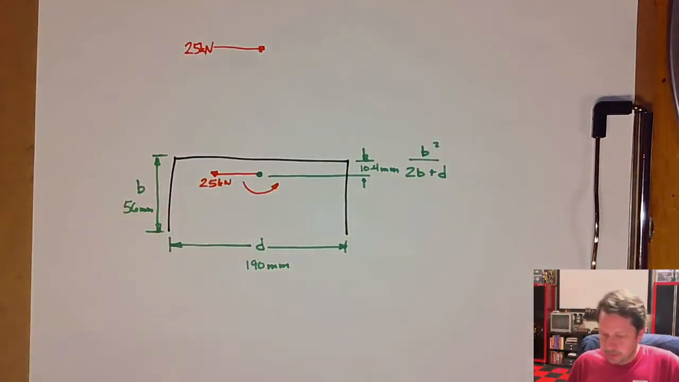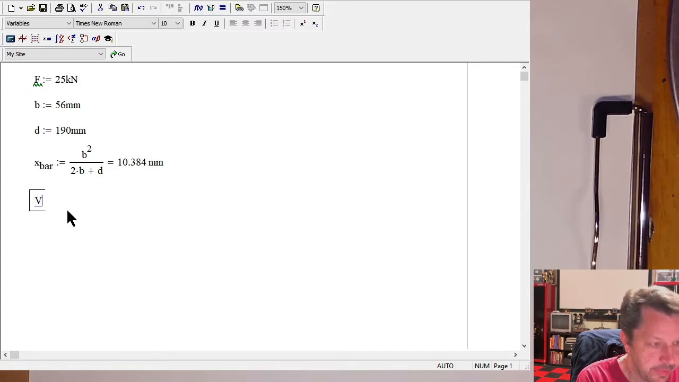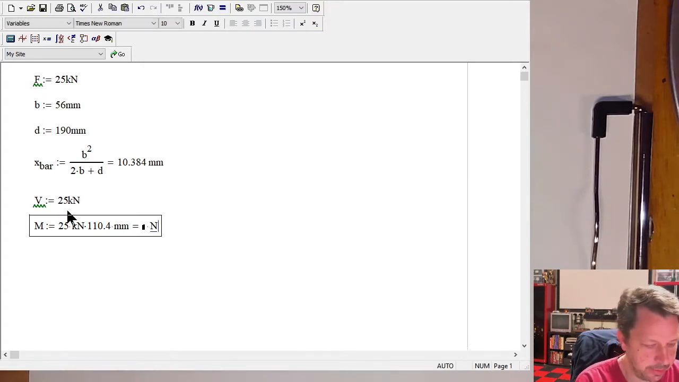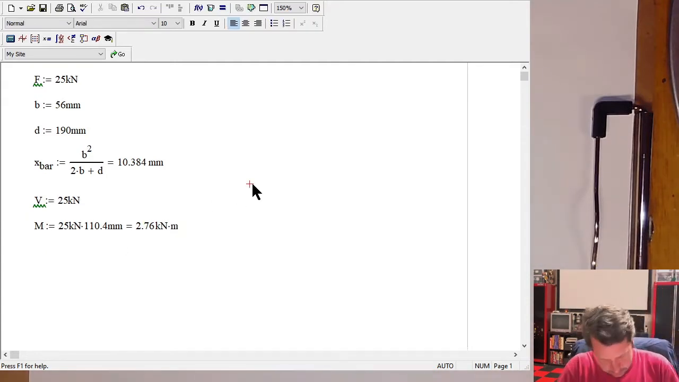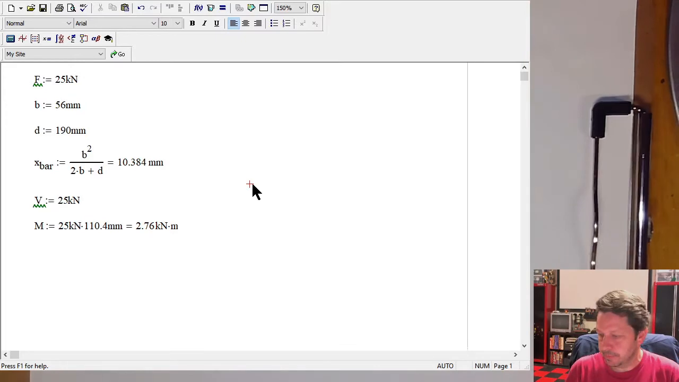All right, so I guess we can go back to Mathcad and say that V for the direct shear is just 25 kilonewtons. That one's pretty straightforward. M is 25 kilonewtons times a moment arm of 110.4 millimeters. It comes out in joules, which is a newton meter. I'm going to do kilonewton meters though, so that we can probably have the same number that they have. I don't remember. Yeah, they actually put it in newton meters later on, but that's okay. So for M, this value is 2.76 kilonewton meters.